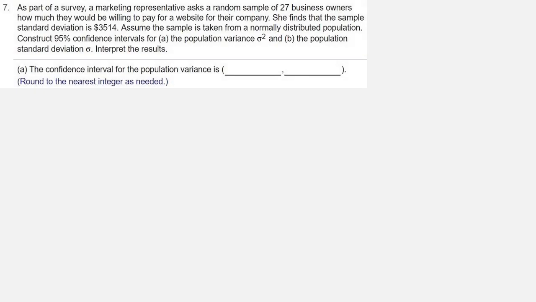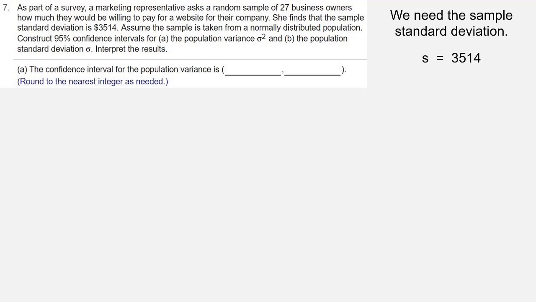As part of a survey, a marketing representative asks a random sample of 27 business owners how much they would be willing to pay for a website for their company. She finds that the sample standard deviation is 3,514. Assume the sample is taken from a normally distributed population. Construct 95% confidence intervals for A, the population variance sigma squared, and B, the population standard deviation sigma. Interpret the results. So, we need the sample standard deviation, and that sample standard deviation is 3514.